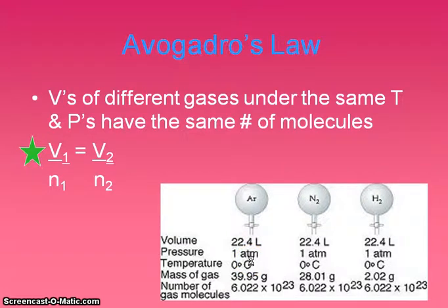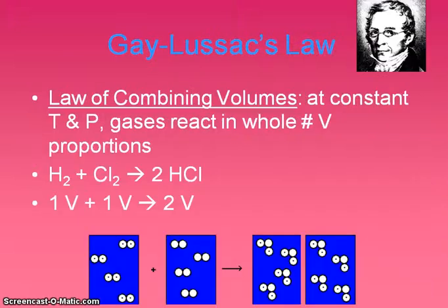Avogadro's law compares volumes of different gases under the same conditions of temperature and pressure, and tells us that they will have the same number of molecules. One of the equations we'll be using with this is V1 over N1 equals V2 over N2, where V is volume and N is moles.